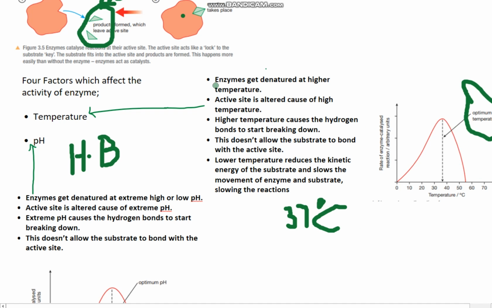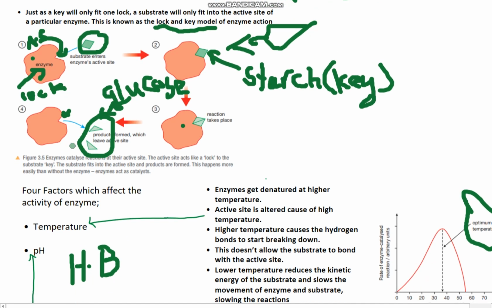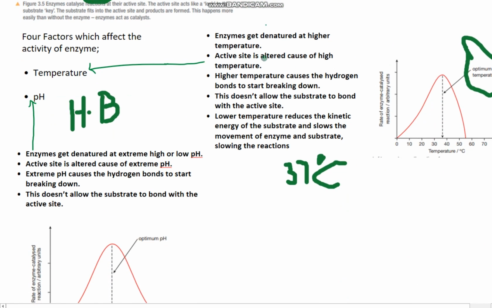The reason is because of this. The active site is altered because of high temperature. At higher temperature this part of the enzyme gets altered. When this part of the enzyme gets altered, you know what will happen: the key would not fit into the lock. It means that a reaction would not form. It means that substrate won't bind to the active site, and there won't be any reaction taking place, and it will slow down the reaction process within our cells.